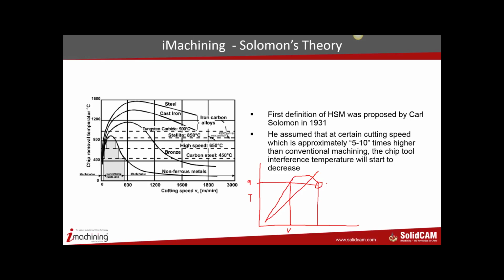So Solomon's theory is very important because that's the crux of high-speed machining. Unfortunately, this was not accepted until quite late, about 5 to 10 years back, when the theory started gaining acceptance. And we have used this theory very widely inside iMachining. We follow it to the core.